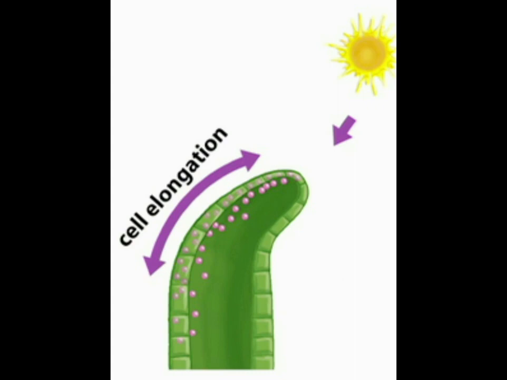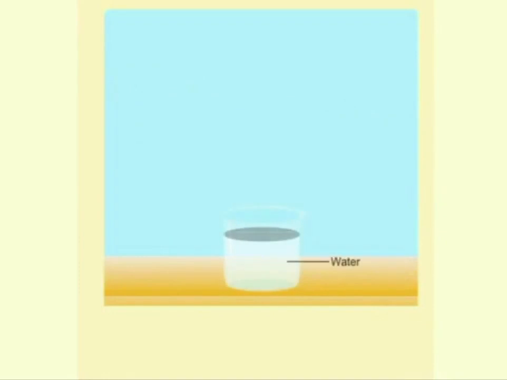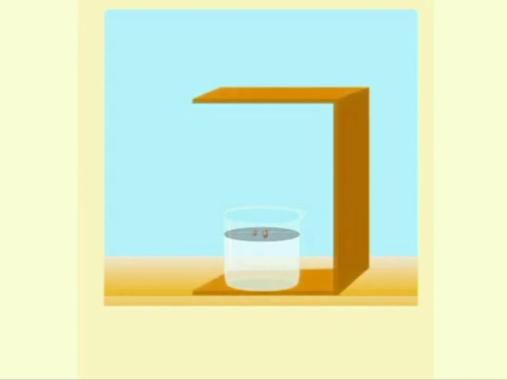Here is an activity to show phototropism in plants. Fill a conical flask with water. Cover the neck of the flask with a wire mesh. Keep 2 or 3 freshly germinated bean seeds on the wire mesh. Take a cardboard box which is open from one side. Keep the flask in the box in such a manner the open side of the box faces light coming from a window.